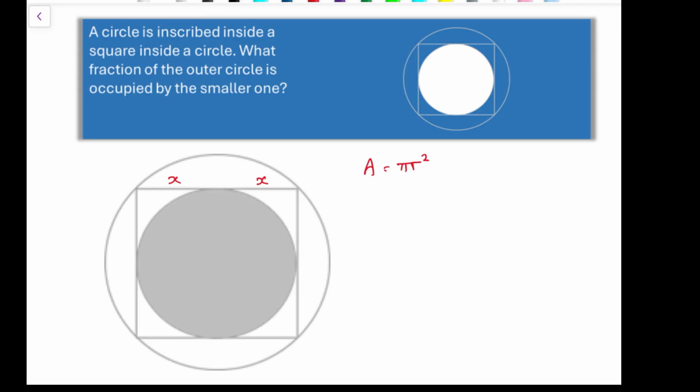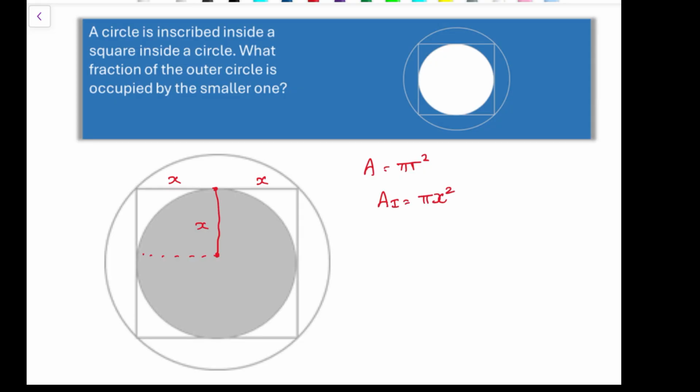So I'm going to say the side length of the square is 2x. In other words, x to the middle, x to the end. And the reason I do that is because if this is halfway up the square, it means the radius of my inner circle is going to be x. And therefore I can say the area of the inner circle is going to be pi x squared.